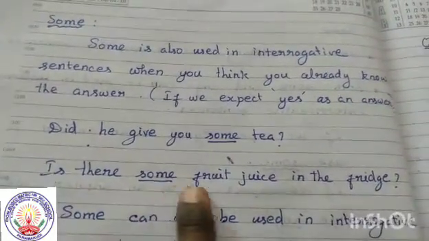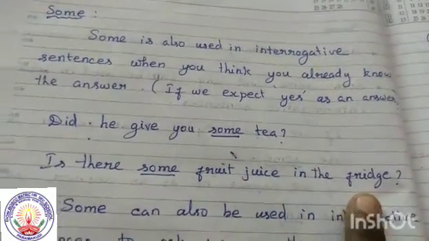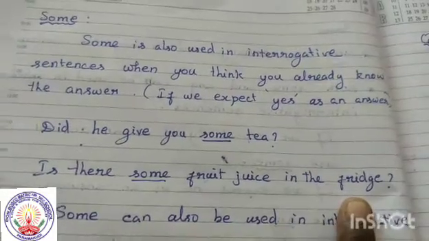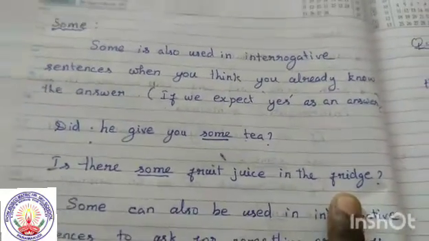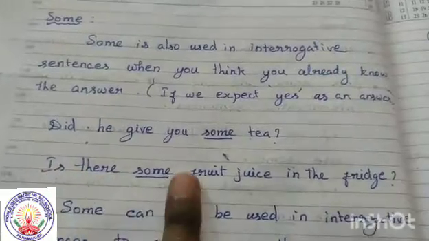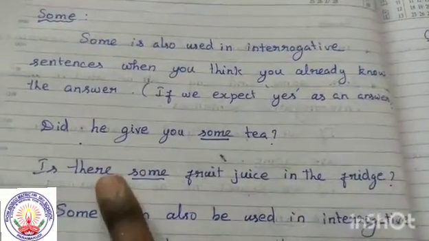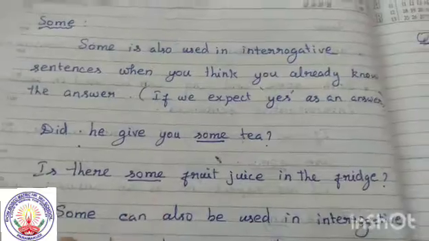Then, is there some fruit juice in the fridge? You already know there is juice in the fridge, so the answer will be yes. So, is there some fruit juice in the fridge? We can use some in interrogative sentences.